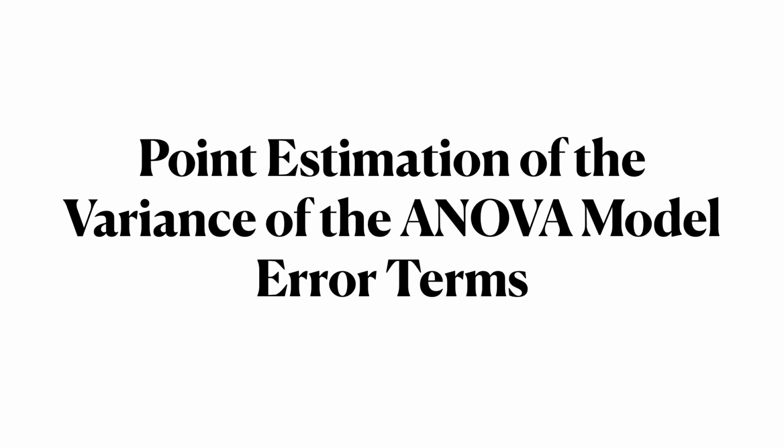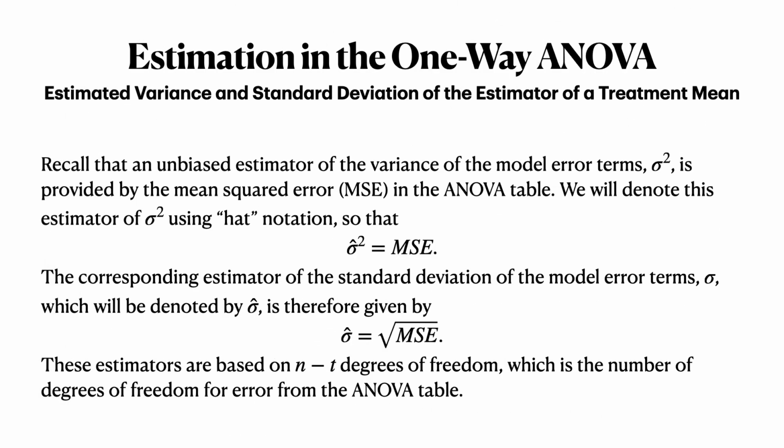Next, let's look at point estimation of the variance of the ANOVA model error terms. Recall that an unbiased estimator of the variance of the model error terms, sigma squared, is provided by the mean squared error, the MSE, in the ANOVA table. We will denote this estimator using hat notation, so that sigma hat squared, which is an unbiased estimator of sigma squared, is equal to MSE, the mean squared error from the ANOVA table.